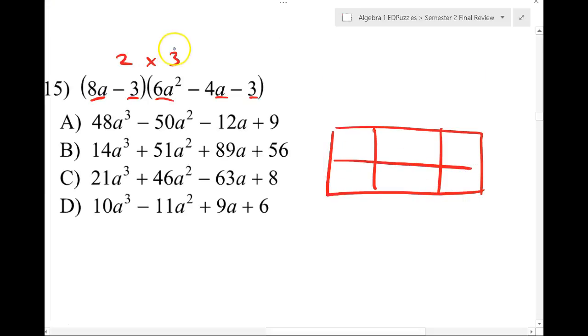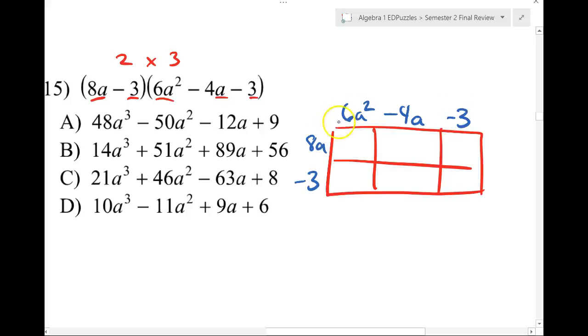And now the numbers that go on the left side will be the smaller binomial factors. So 8a and negative 3. And the top, I'll write the terms on the right. So 6a squared, negative 4a. And don't forget the signs. Make sure you guys write the signs along with it.